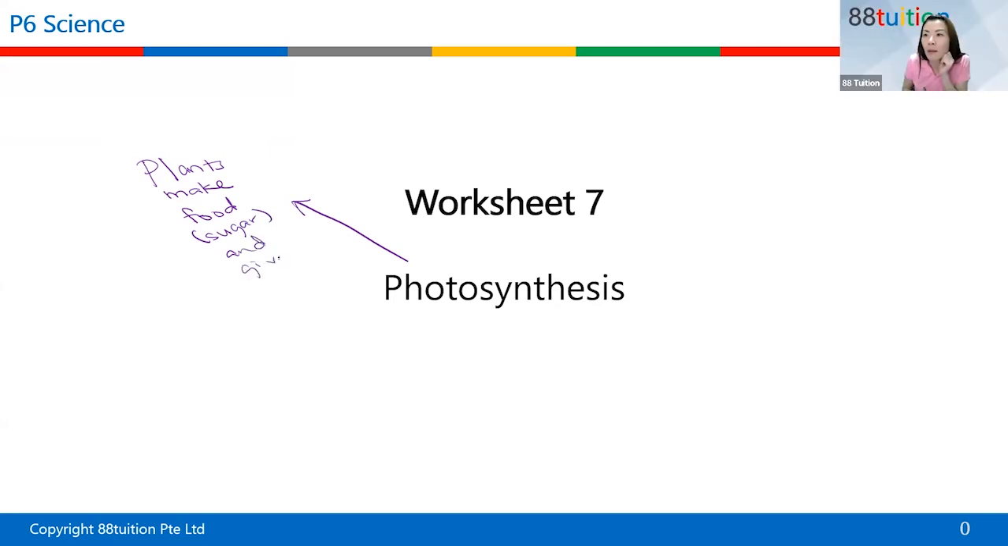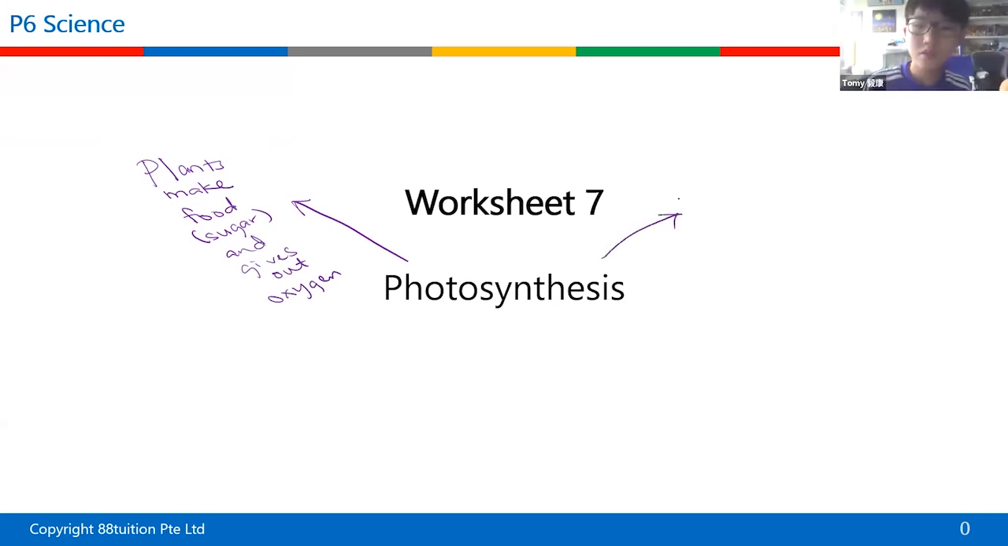And it gives out oxygen. Correct. Right. So what are the materials needed for photosynthesis to take place? Carbon dioxide, water, sunlight, and chlorophyll.